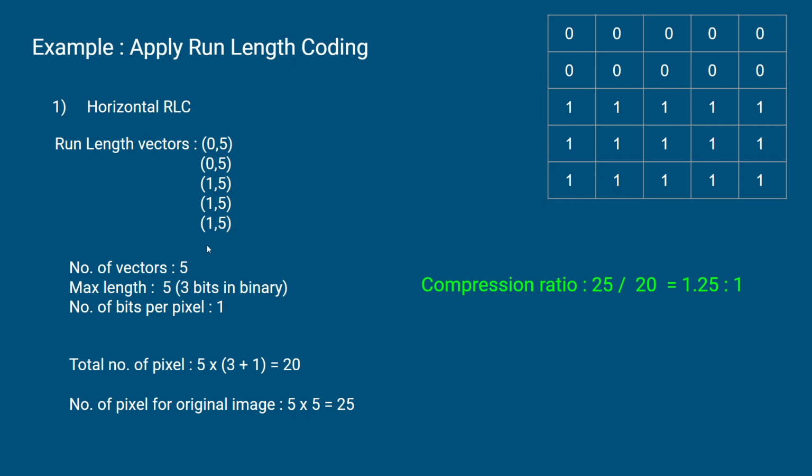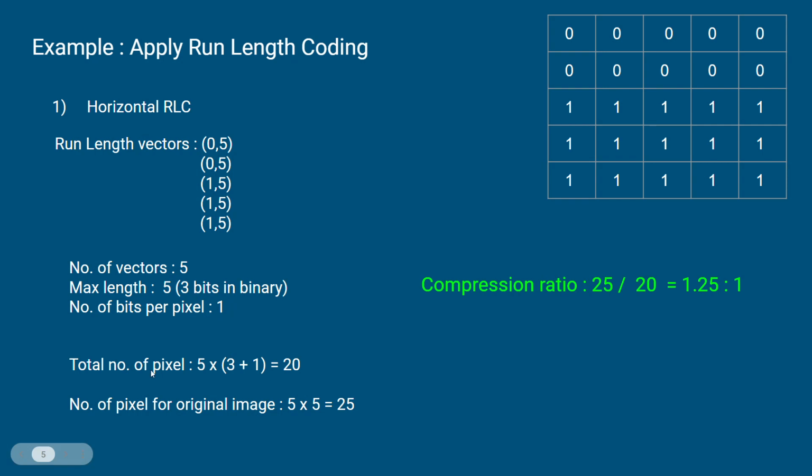Next, we compute the number of vectors. How can we compute it? As we have got the run length vectors, we will count their number like 1, 2, 3, 4, 5, and the number of vectors is 5. Here we can see that the minimum length is 0, but the maximum length is 5. Therefore, in binary to represent 5 we need 3 bits. So I have written here 3 bits in binary, and the pixels that we have used are 0 and 1. Therefore, 0 and 1 can be represented in only 1 bit. So the number of bits per pixel is 1.